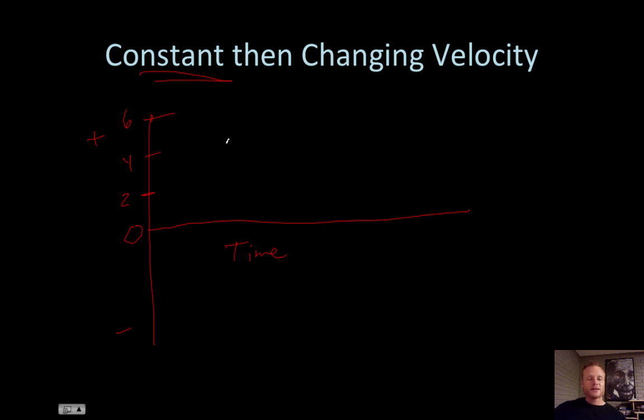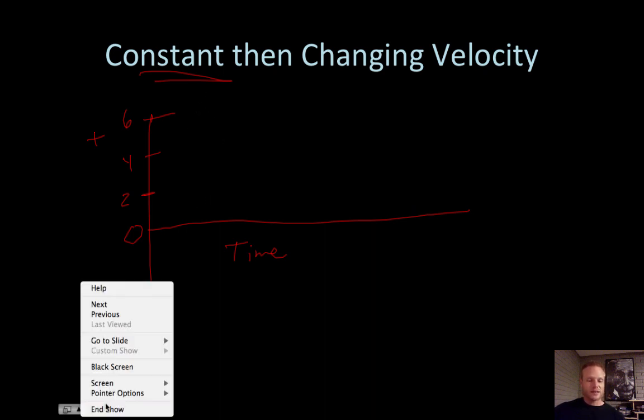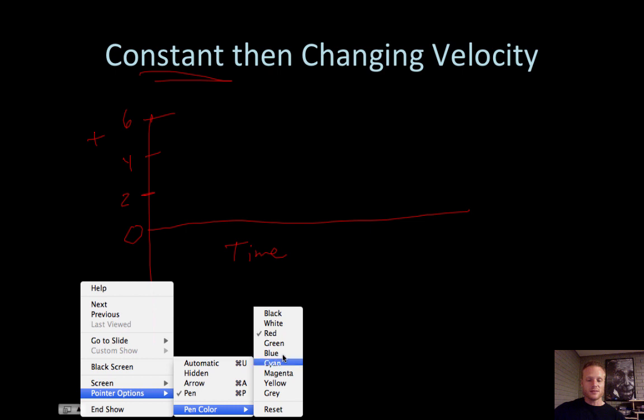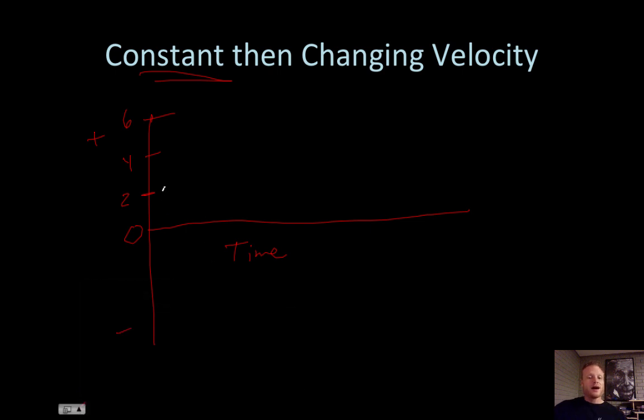If it has a constant velocity, it's going to be a flat line. And let me change pen colors here so that we can see this a little better. Let's do yellow. So we're going to say it starts at 2 meters per second, and let's say it stays at 2 meters per second until it hits the 6-second point. And once it hits 6 seconds, all of a sudden it takes off and it starts to increase its velocity. It starts to accelerate.